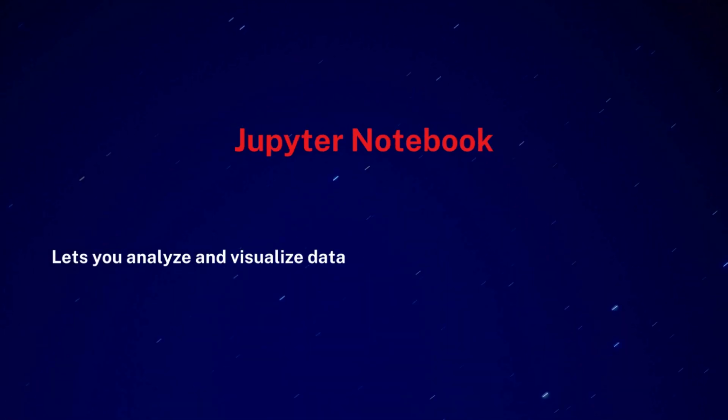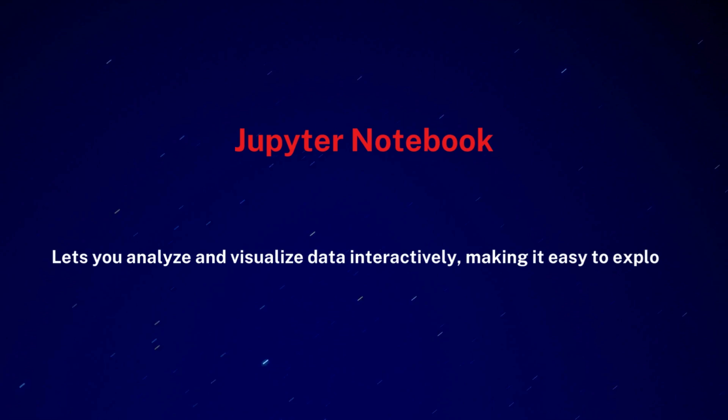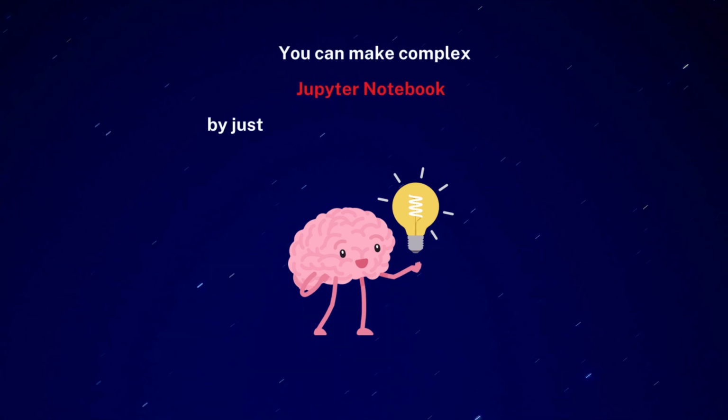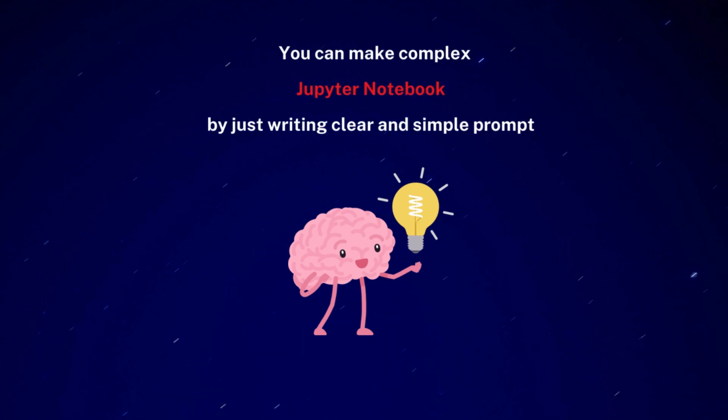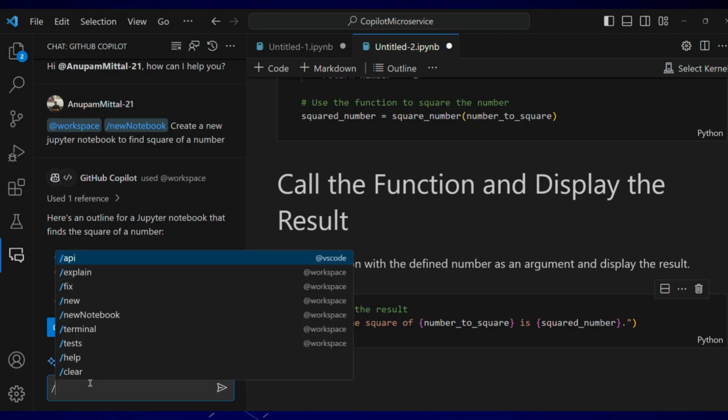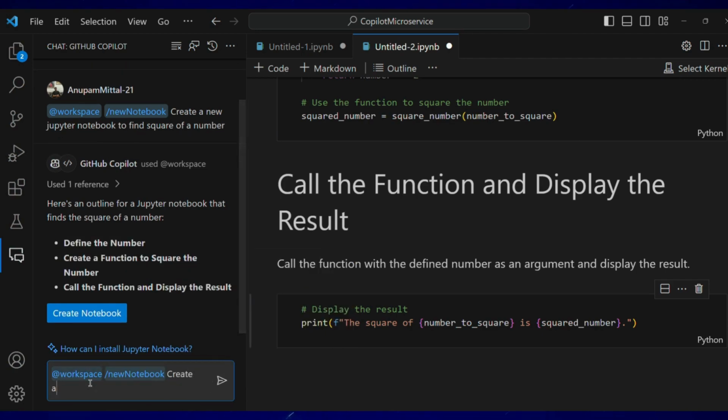If you have worked with Jupyter before, here with GitHub Copilot Chat, you don't have to write down all those codes now. You can just give a clear prompt and it will create a Jupyter notebook for you. The slash command that does this part is /newNotebook. Just write down /newNotebook and write down the kind of Jupyter notebook that you want.